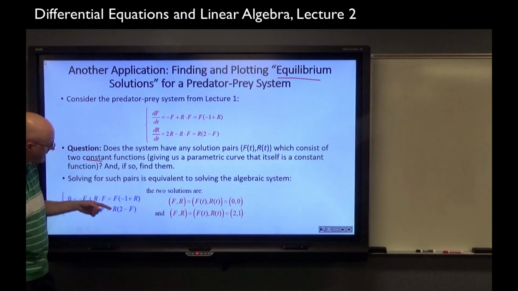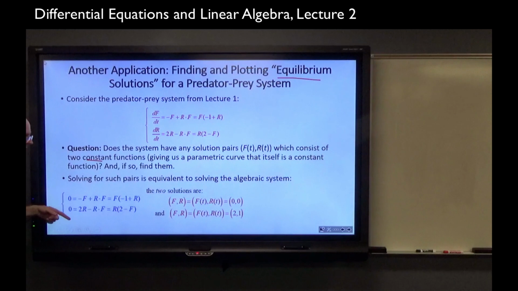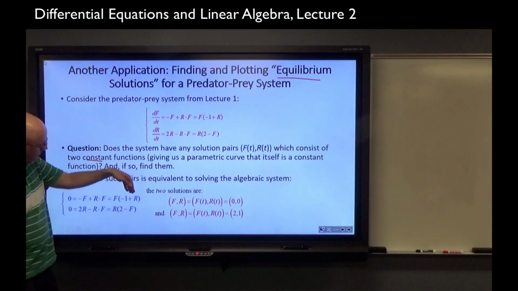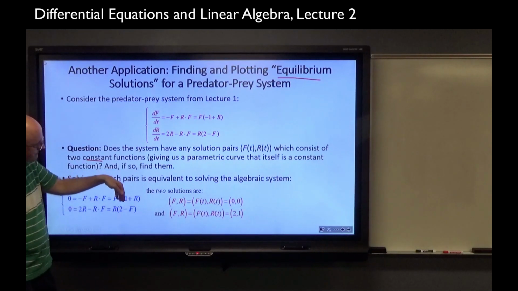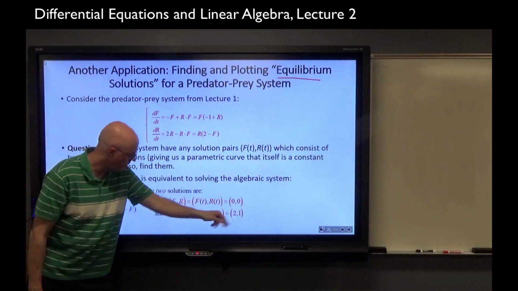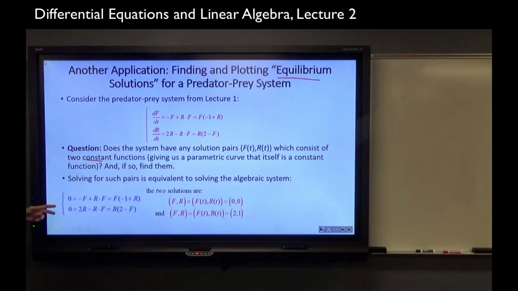With 0, 0 for f and r, these things are 0, so you get a true equation. If r is 1 and f is 2, you get the point 2, 1, which makes both of those 0. Are there any others? No.